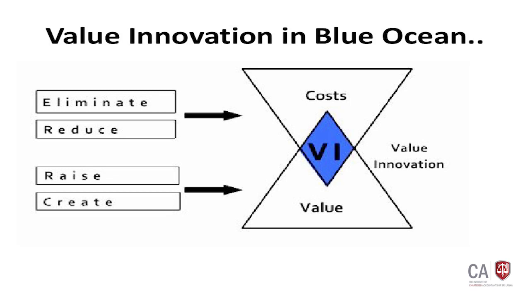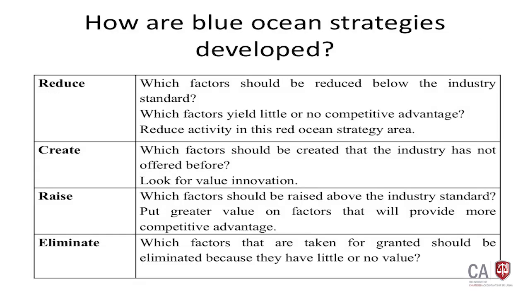Actually, there are 4 ways of doing this. Blue ocean can be used in 4 ways. One is reduce. You can check which factors you offer more than the requirement. If those are not required from the customer's point of view, then you can reduce them, because that will help you to reduce the costs.